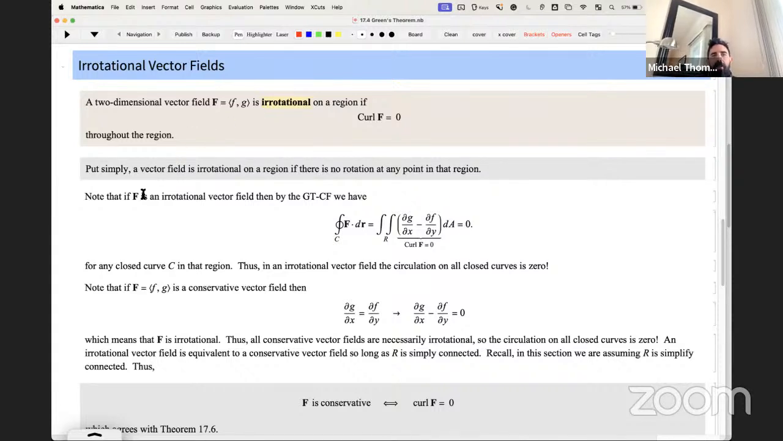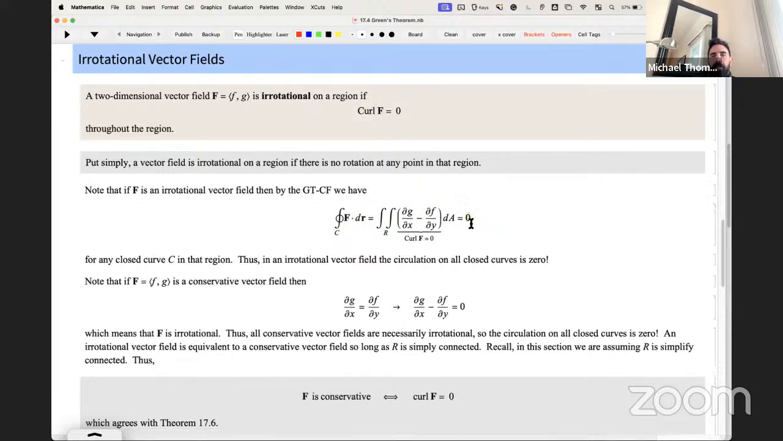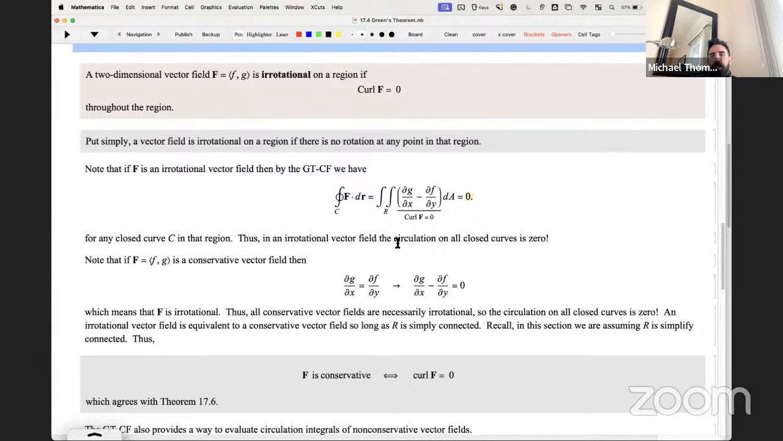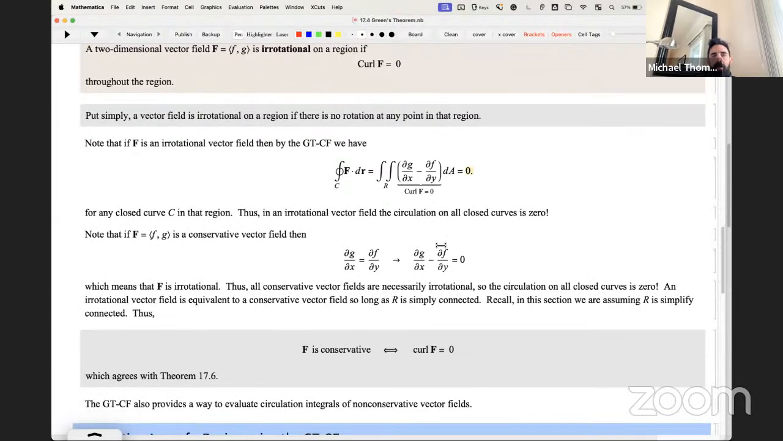All right. Well, if a vector field is irrotational, what would Green's theorem say about the circulation? Well, this is Green's theorem, right? So if the curl is 0 everywhere, no matter what the region R is, then what it says is that the circulation on any closed curve that goes through the vector field will always be 0. So that means that for irrotational vector fields, the circulation is 0 on every closed curve.